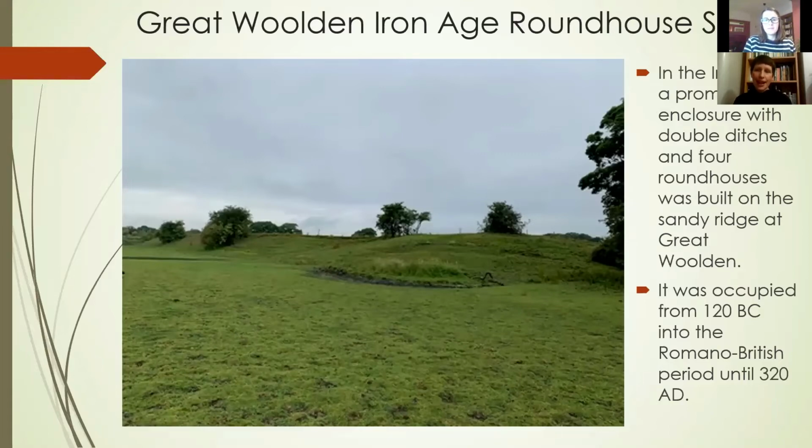So in the Iron Age, a promontory enclosure with double ditches and 4 roundhouses was built on the sandy ridge at Great Woolden. So we see this continuity dating back to the Neolithic and Bronze Age to what may have been either a temporary or a permanent camp. This was obviously an important place for these people which was later enclosed during the Iron Age. It was occupied from 120 BC into the Romano-British period until 320 AD.